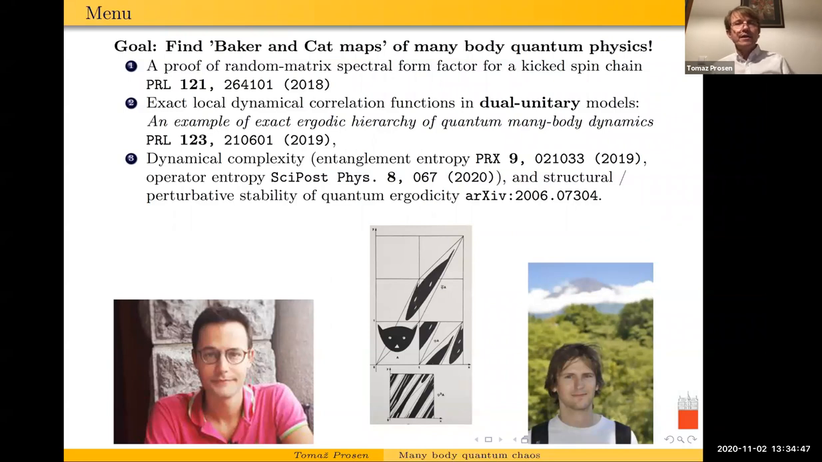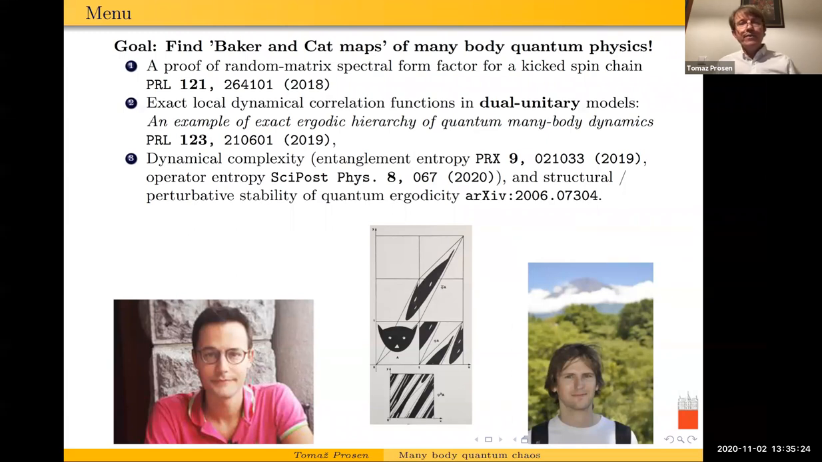The first result is from a PRL of 2 years ago, where we show that for a particular quantum spin chain, which has some nice properties, we can compute spectral statistics. That is, we can show that spectral statistics, in the form of the two-point spectral correlation function or spectral form factor, exactly match those of random matrix theory. That's basically one of the definitions of quantum chaos. So we can show that the model is chaotic in that sense.